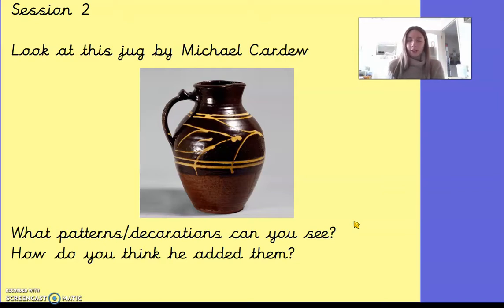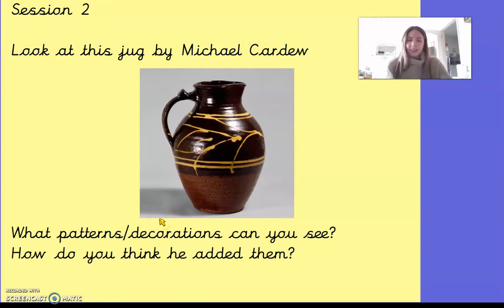Okay, so hopefully you've had a little think about the different patterns and decorations you can see. I can see that he's created a pattern which looks like it's going all the way around the outside of the jug, and he's done that by creating 2 lines at the top and then 2 lines at the bottom. I really like how the jug has got 2 different colours as well. So we can see this top half of the jug is slightly glossier, it's quite shiny, and it's a darker colour compared to the bottom of the jug. And I can also see these lovely patterns that he's created here as well.